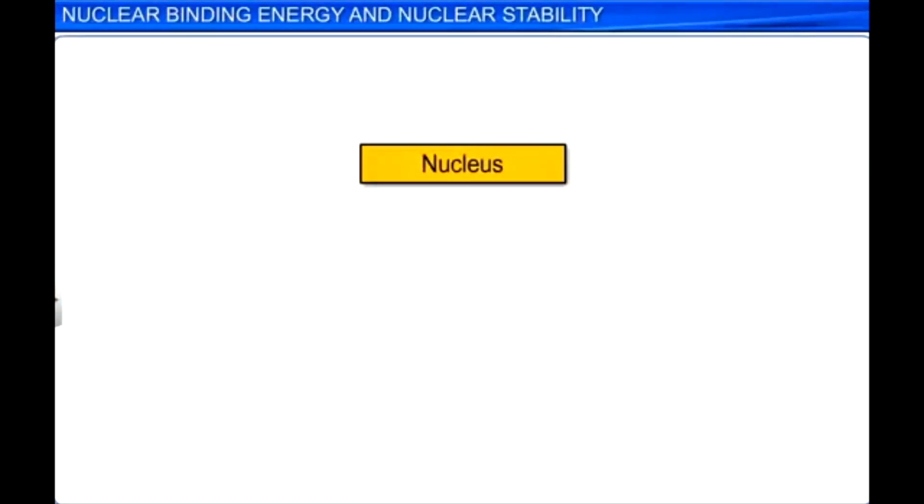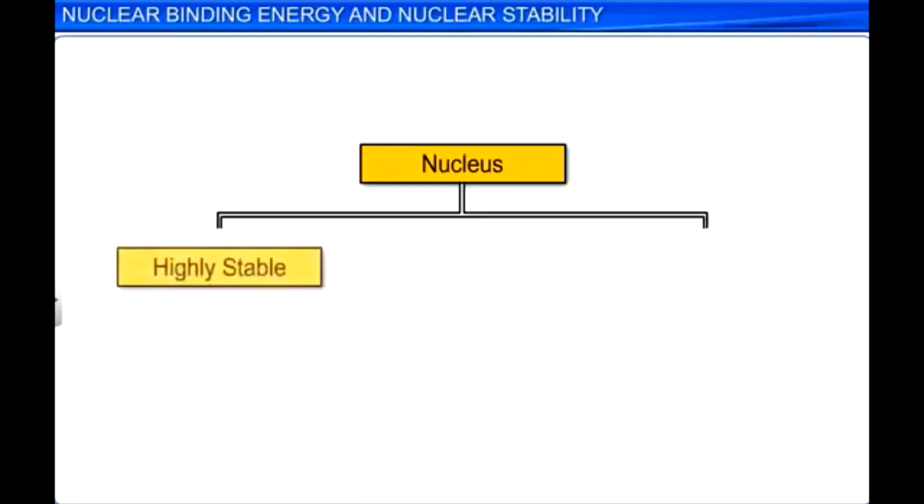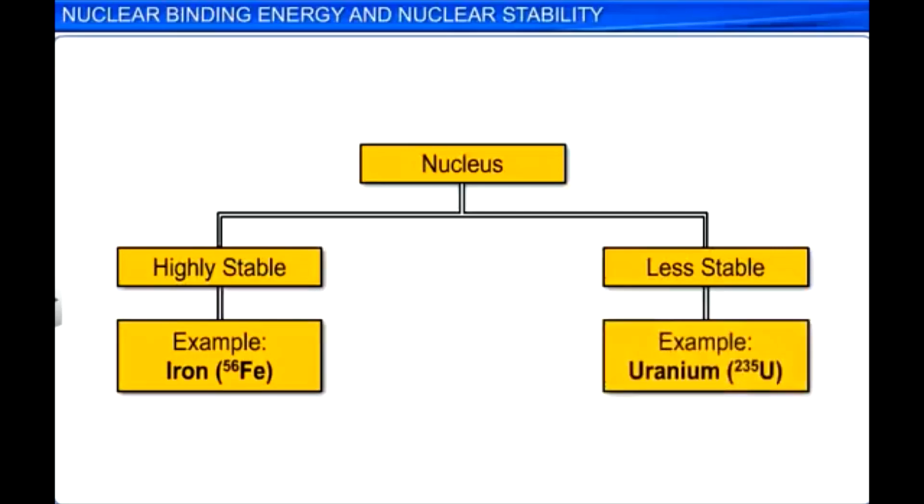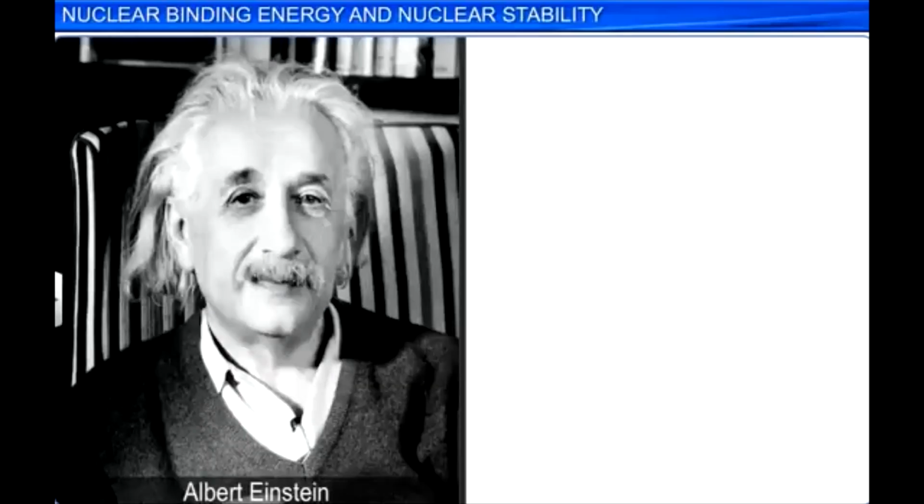In nature, we come across many elements. Some of them have nuclei which are highly stable, while others are relatively less stable. For example, the nucleus of iron is very stable while the nucleus of uranium is considered to be unstable. To understand this aspect of nuclear stability, we should first study Einstein's mass-energy equivalence relation.